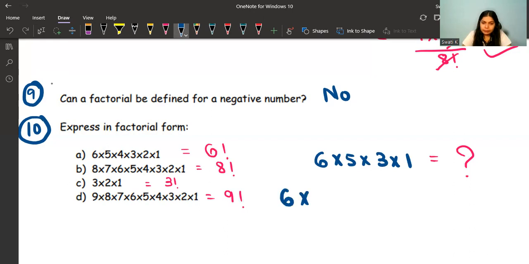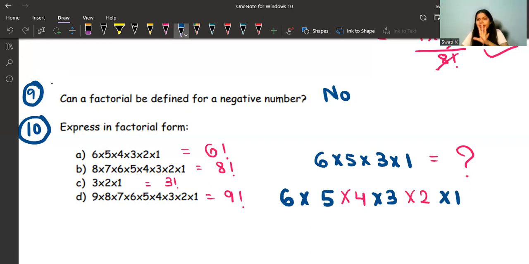For example, I'm just writing the question again. 4 is missing, right? So I'll just use a different color for 4. So I've multiplied 4, right? Now next, 3 is already there. Now one more number is missing, that is 2. 2 is also missing, I'll do that. And then into 1, that is already there, so into 1.